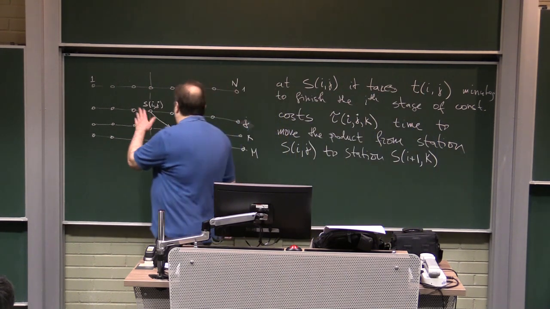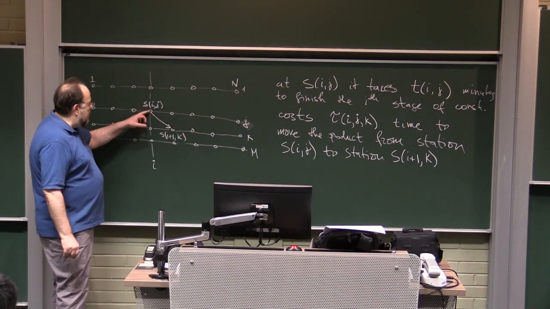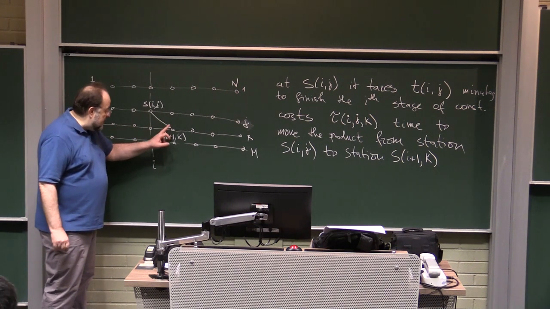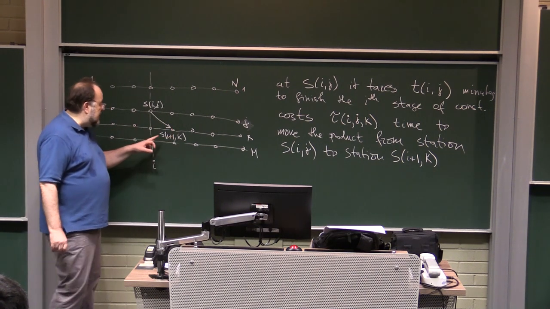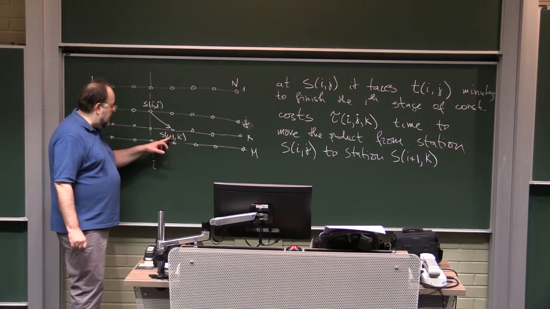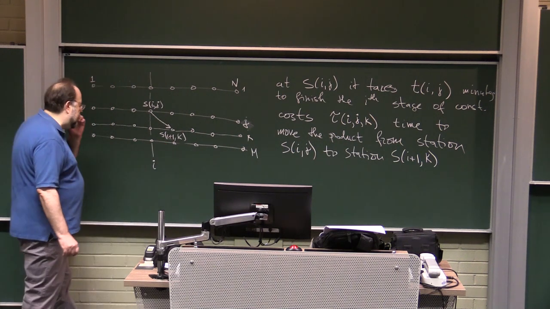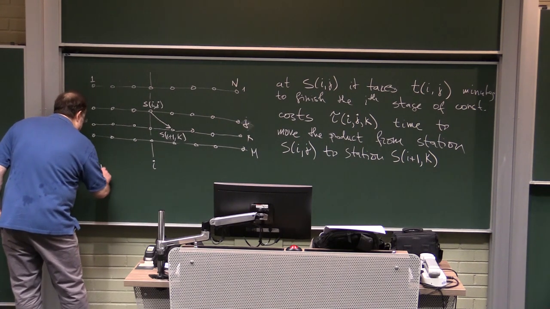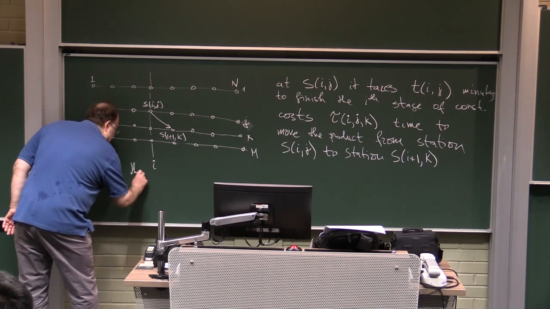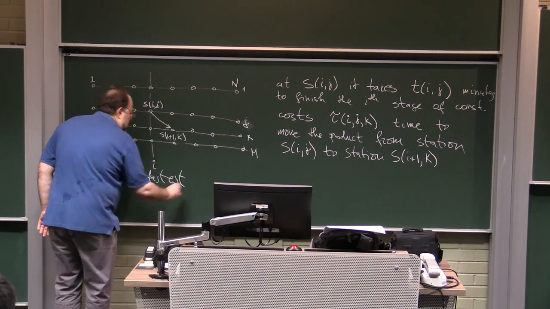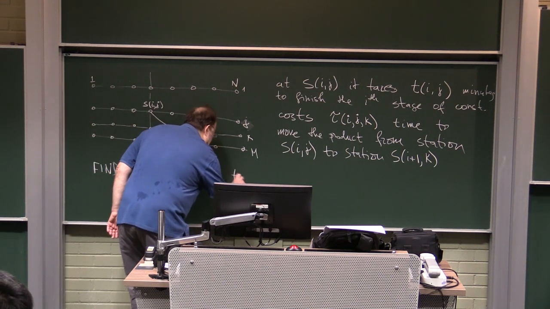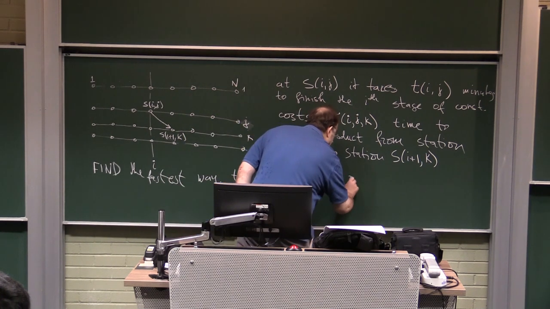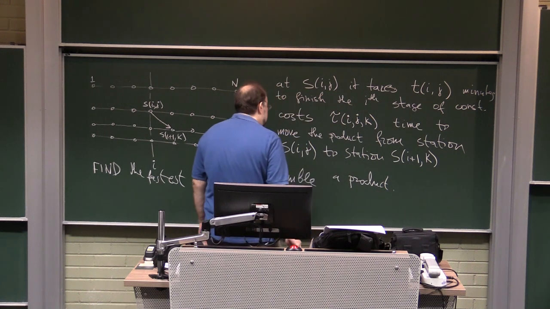So you have to do the assembly in the same order, so you can only move from a station that does the ith stage of the job into another station on another line that does job I plus one, right? You have to keep the order. So the problem is find the fastest way to assemble a product. Okay.